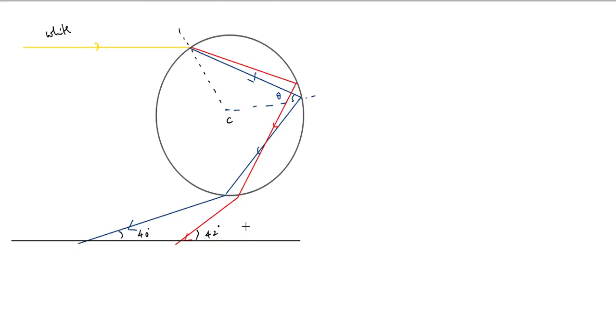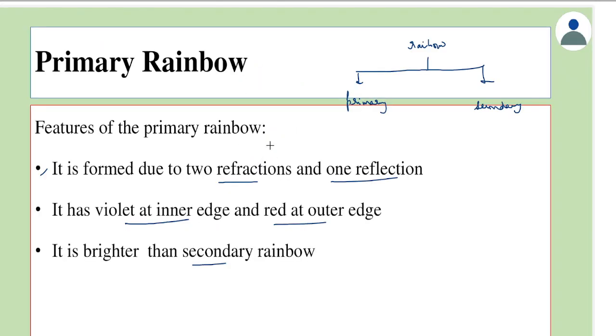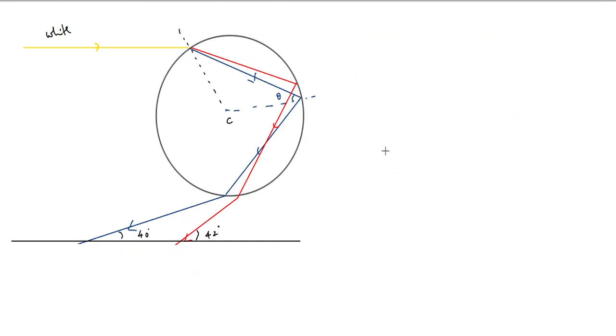This is what a primary rainbow would look like. As seen here, it will have violet at the inner edge and red at the outer edge. To understand this, keep in mind that not every drop would disperse in the same way.